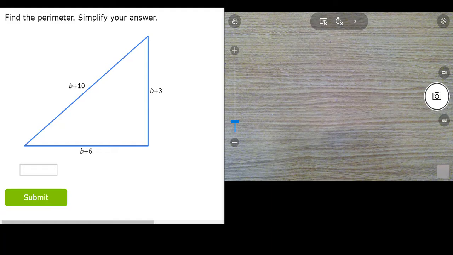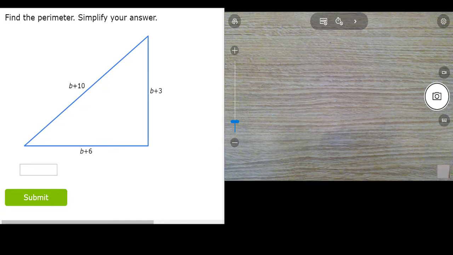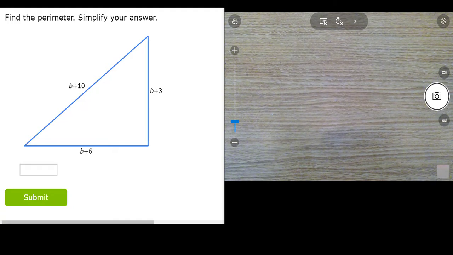All right, so the very first question that you guys are going to see, you're going to start to see perimeter questions. And what we have to understand about perimeter is perimeter goes all the way around the outside of any shape. Basically, it's the distance around the outside of that shape. And what we have to understand here is that they're not asking for the actual perimeter of this object. They want us to simplify and find out what the perimeter is going to be.